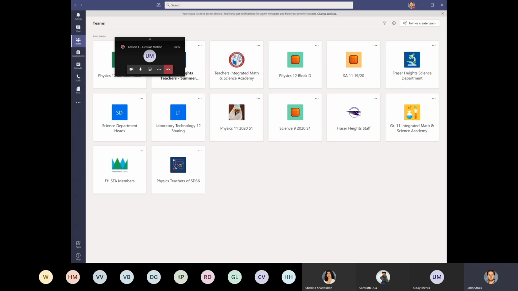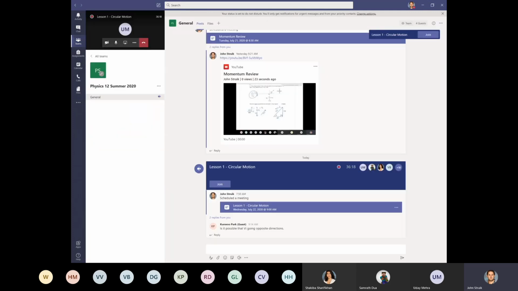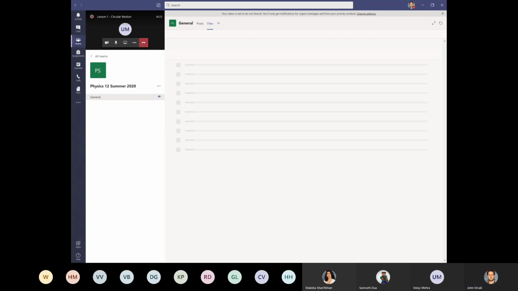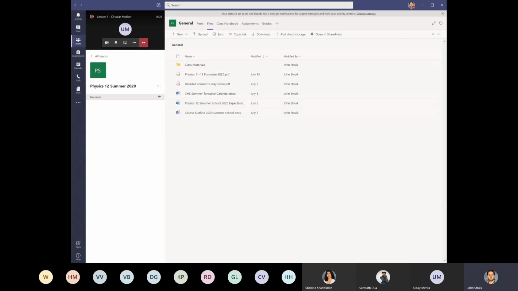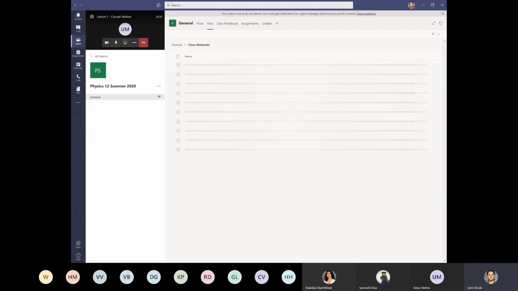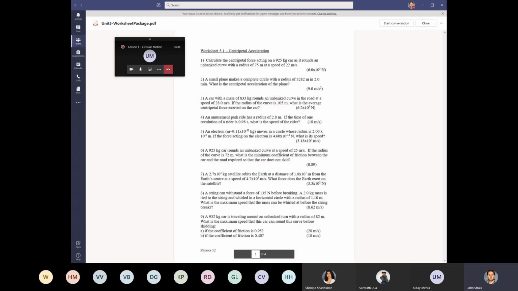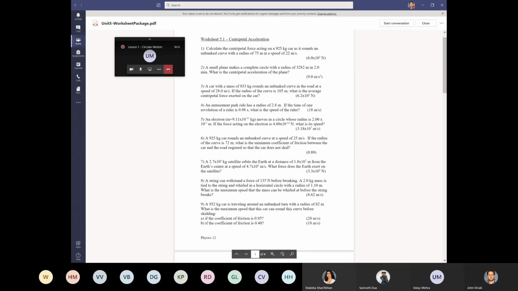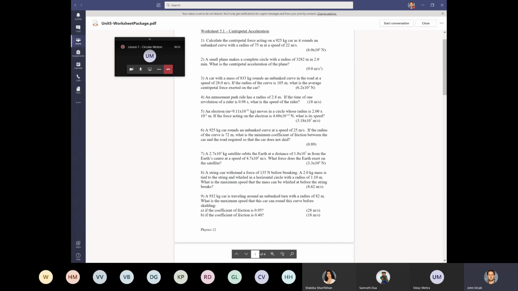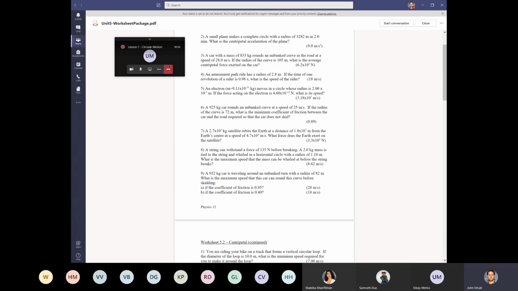Okay, files. Class materials. Circular motion. So all the review is on there already. You don't have to do that, obviously. We're not even close to that yet. The worksheet package. So you can do that. Just trying to find where.